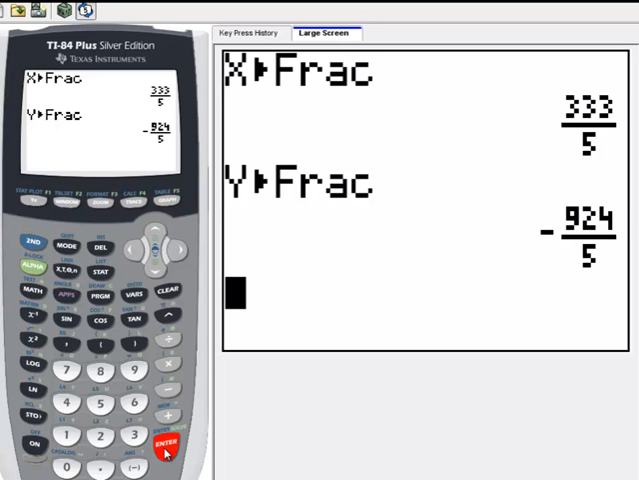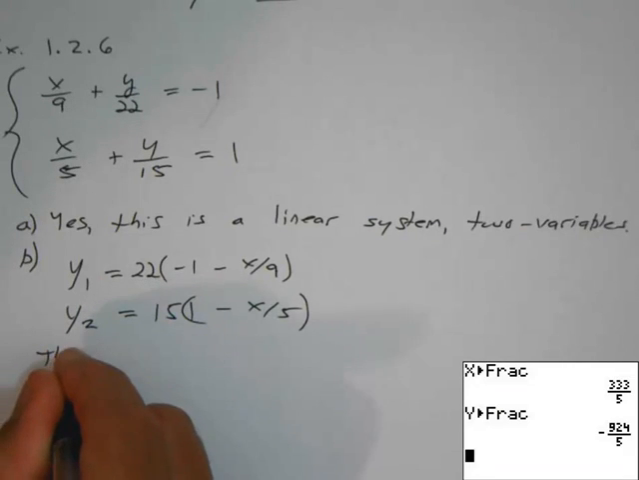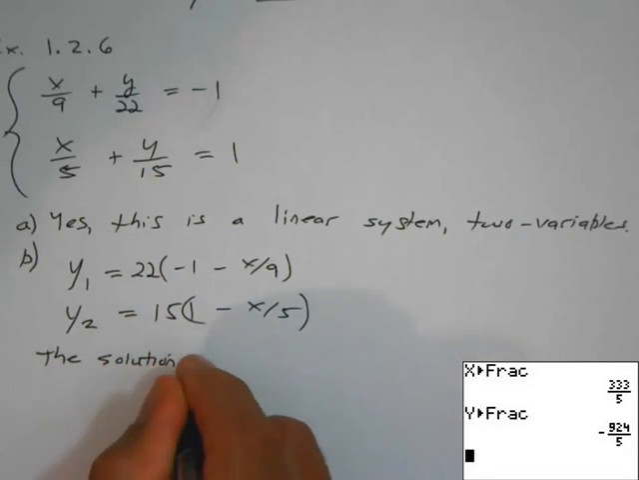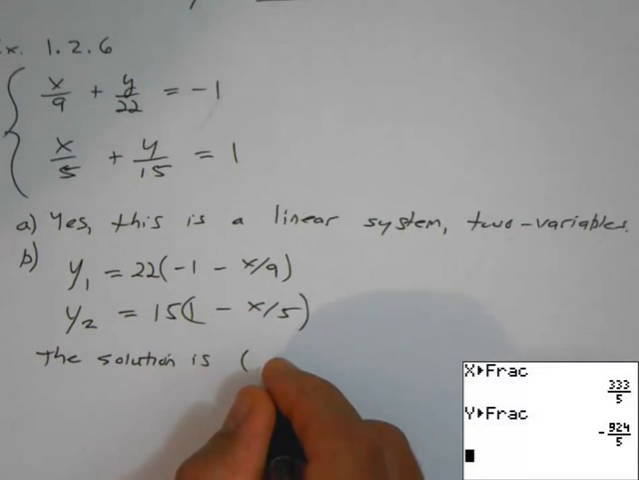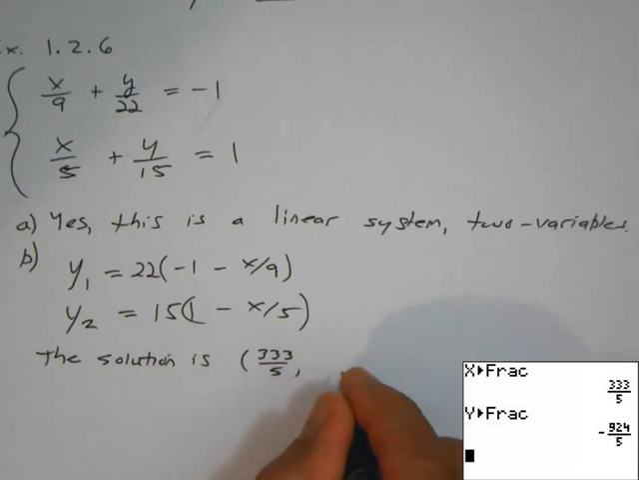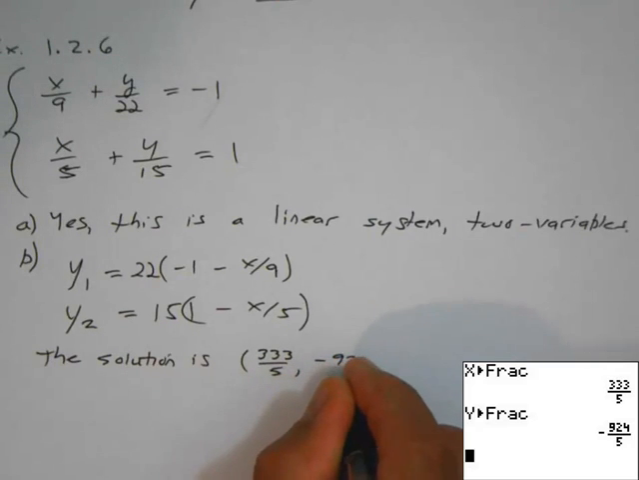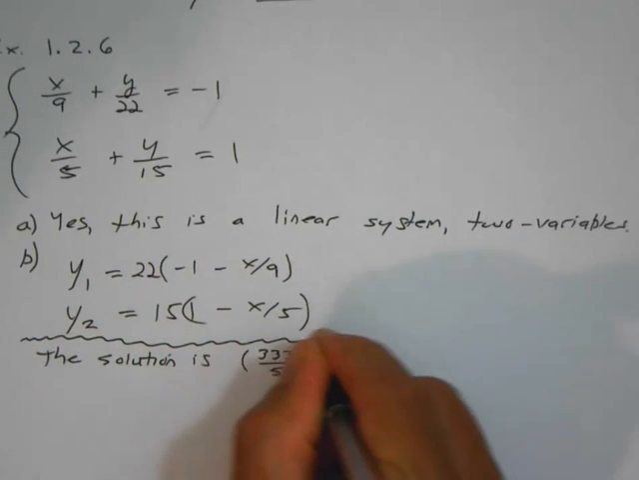So let's go ahead and record this on the paper. So we can write the solution is 333 over 5, negative 924 over 5. Conclusive statement.